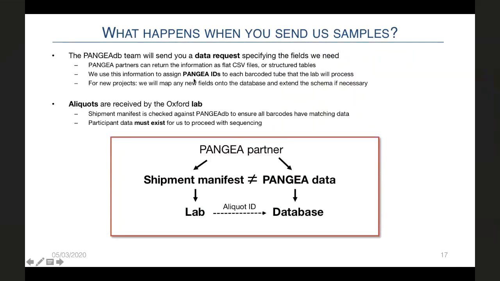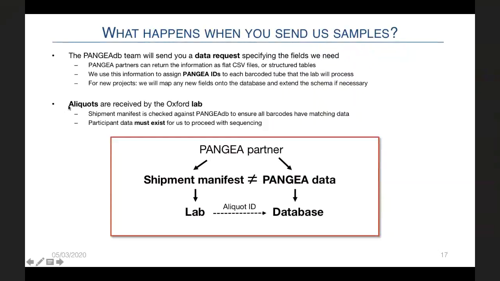We can use this information once we have it to assign PANGEA IDs, and that allows us to confirm to the lab that we have information that we can go on with. And for new projects, if there are new fields that you're able to share with us, which is fantastic, we are absolutely happy to modify or extend the schema if we need to, or map those new fields onto existing fields to make sure that we can incorporate all the information that PANGEA partners are happy to share.